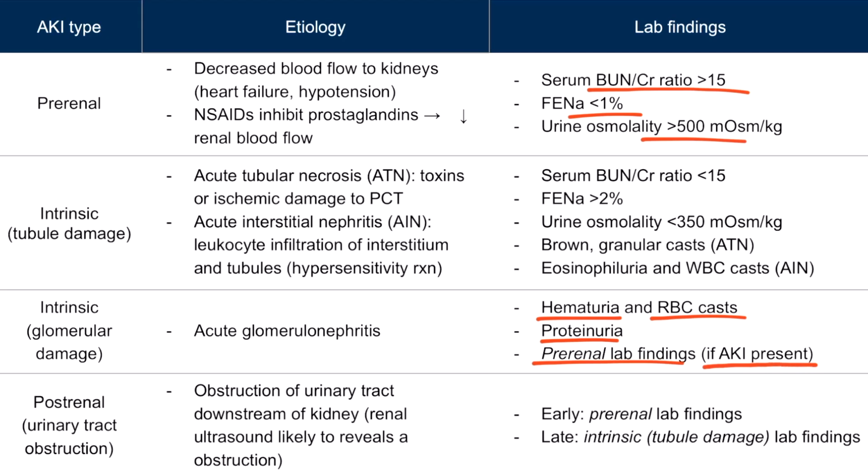I really want to emphasize this point. I put this here because I want you to know that glomerular diseases don't always cause acute kidney injury, whereas they basically always cause hematuria and proteinuria.